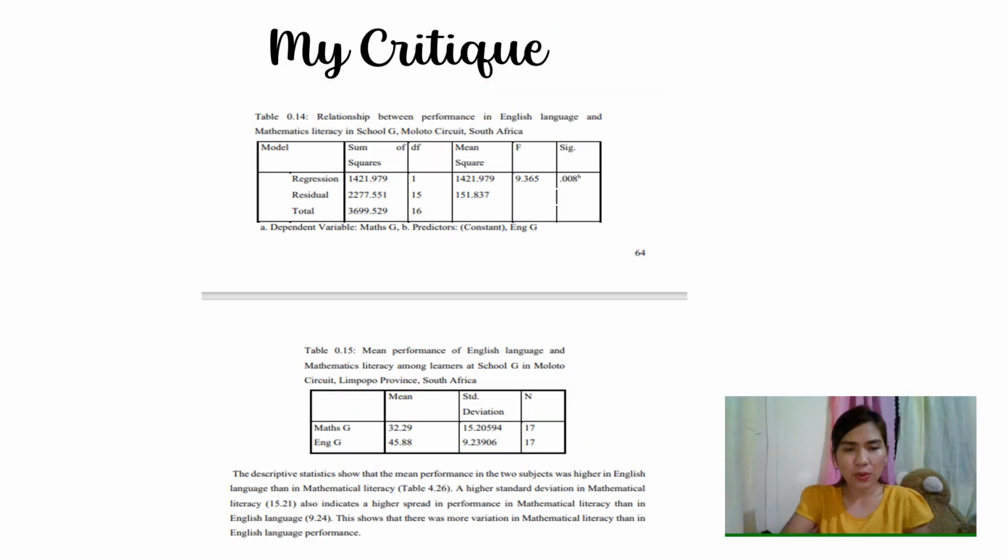Based on the table, as well as its corresponding descriptive paragraph, I can't find anything wrong except for one, the missing table, which is Table 4.26. No matter how I scroll down, I can't find Table 4.26. So I think Table 4.26 is missing. But the rest, everything is good.